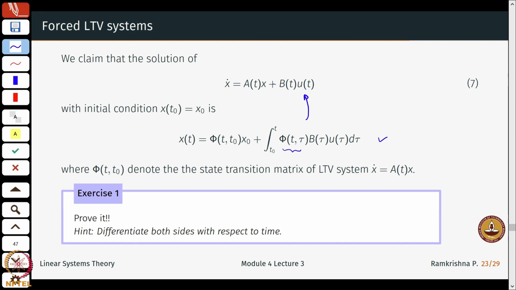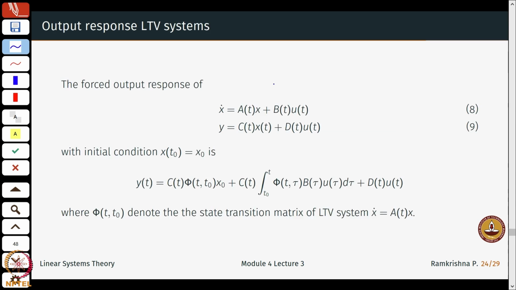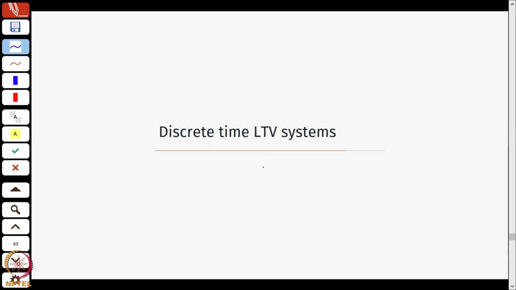Again, the steps are skipped for obvious reasons, and I would really want you to work out a few of these things by yourself to get those concepts ingrained into your mind. Once I know the solution x, I can always compute the output. That is again a very straightforward extension of things that we have been talking about so far.